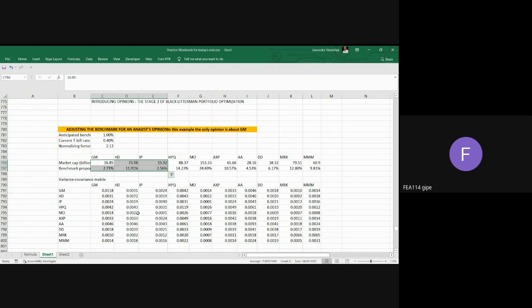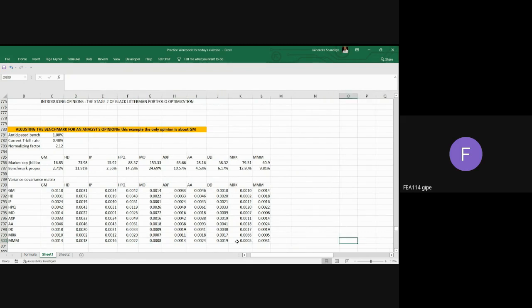So yes, same variance covariance matrix, if you remember: 0.0118, 0.0031, 0.0021, and 0.014. If you are used to seeing this, this is the same matrix.